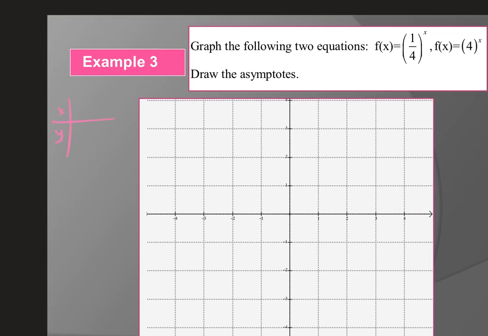Good. 0, 1. So this is the 1/4 one: 1/4 to the x. 1/4 to the negative 1 is 4. 1/4 to the 0 is 1. 1/4 to the first is 1/4.